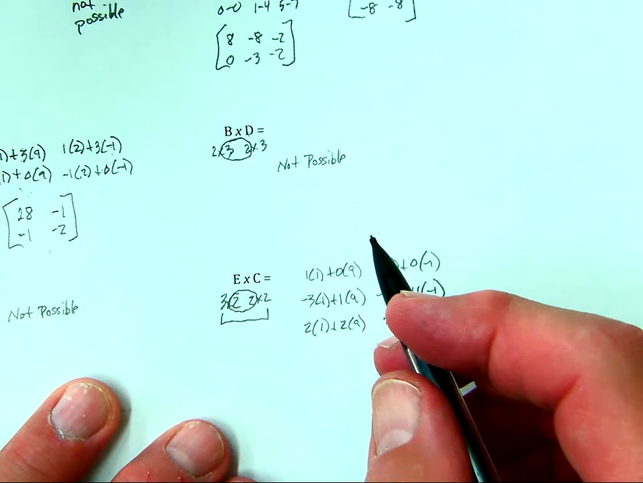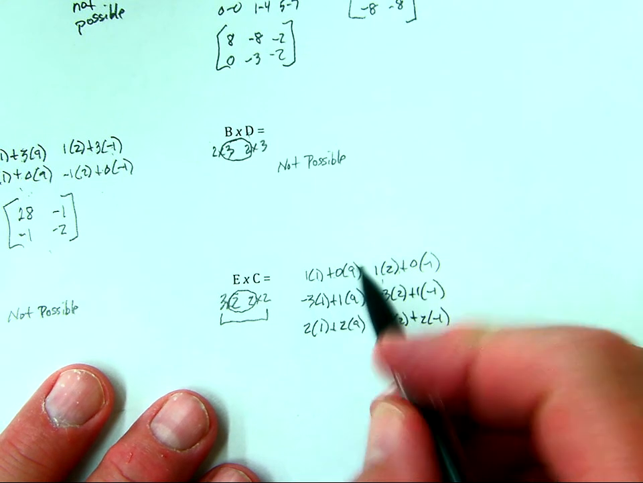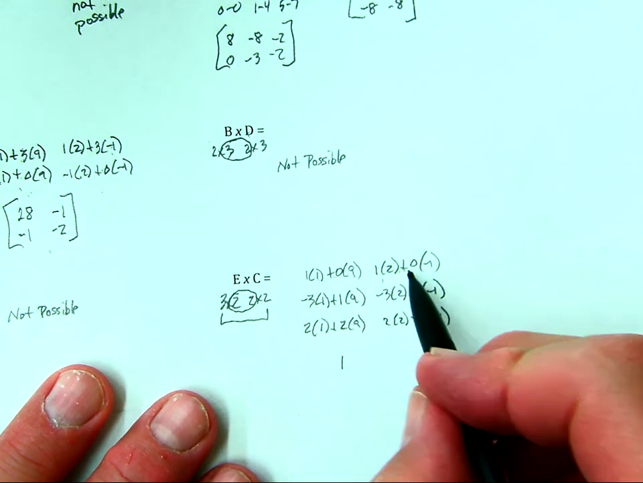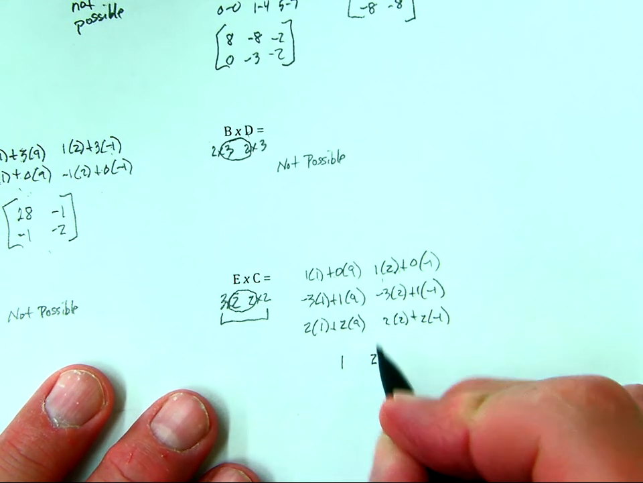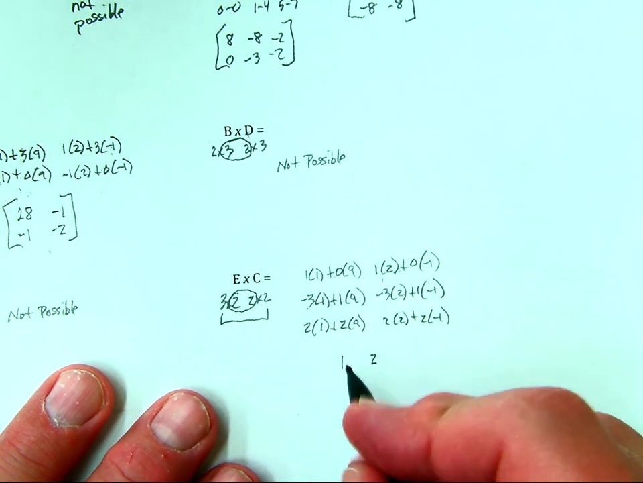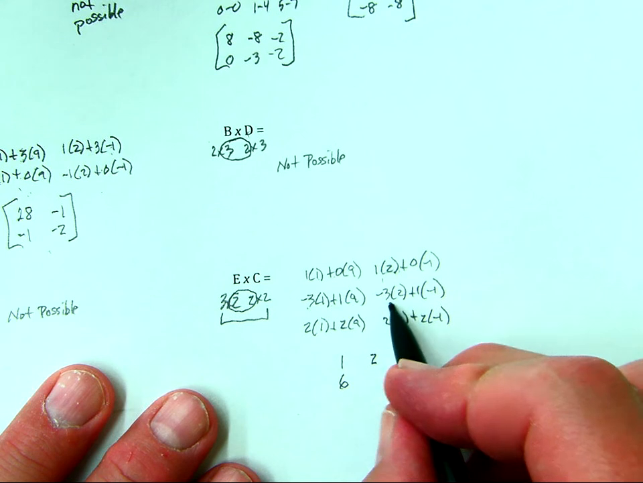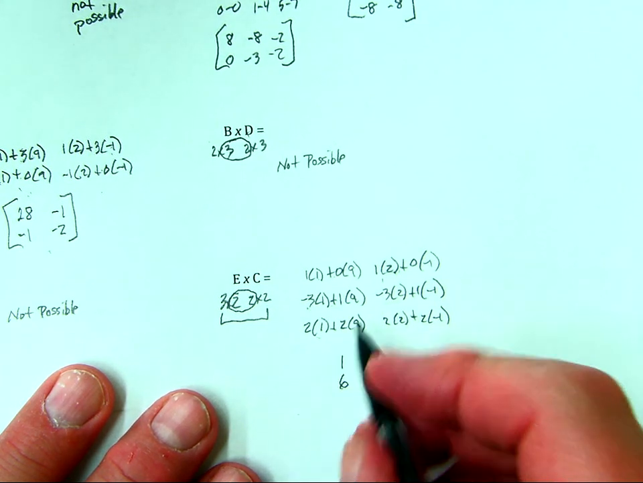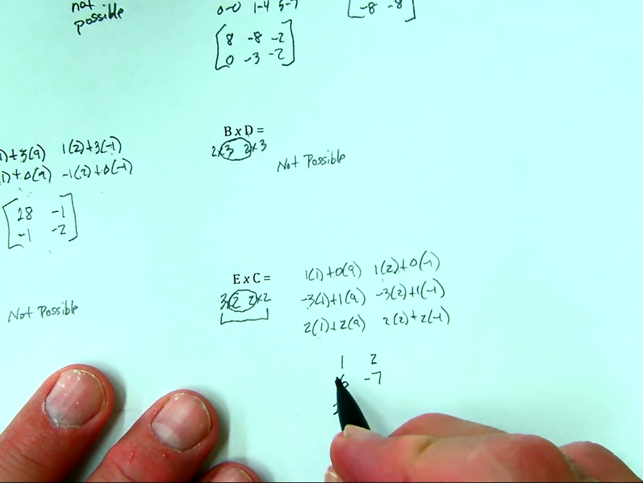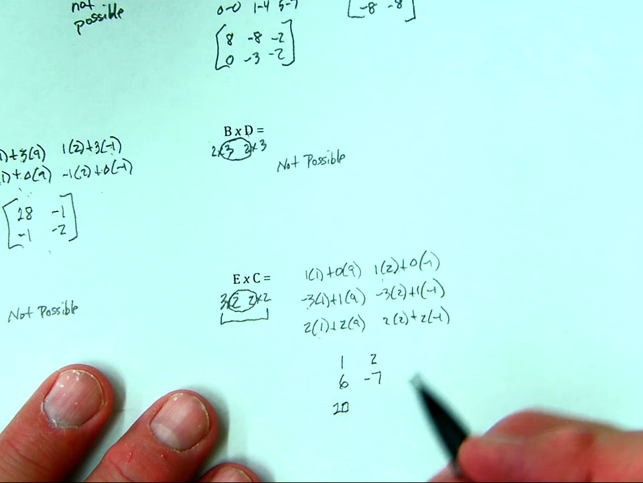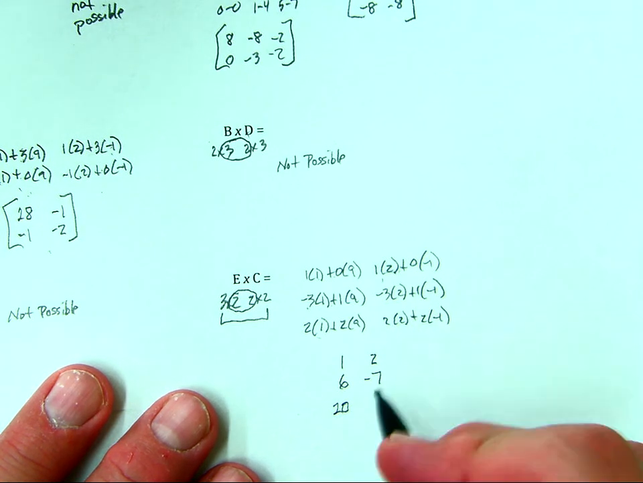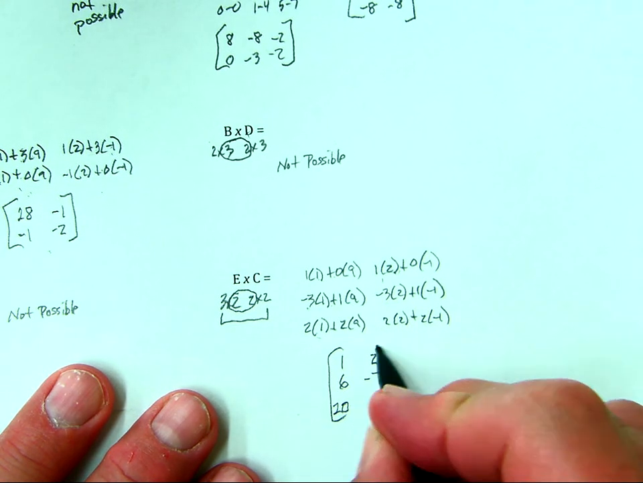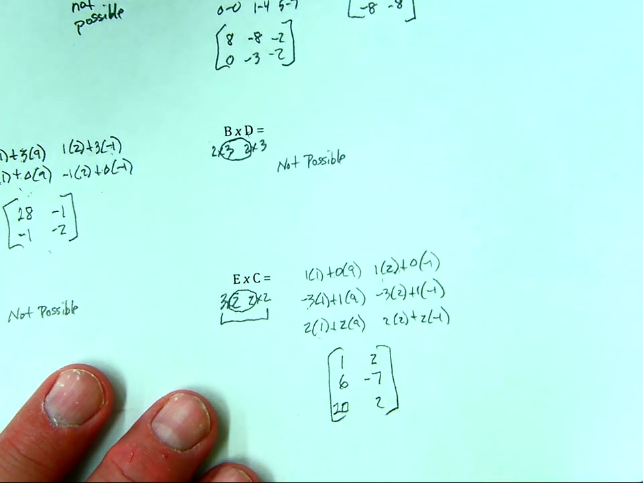Now we will simplify all those. Let's see, 1 plus 0 is 1. 2 plus 0 is 2. Negative 3 plus 9 is 6. Negative 6 plus a negative 1 is a negative 7. 2 plus 18 is 20. And 4 plus a negative 2 is 2. Notice we did end up with a 3 by 2.